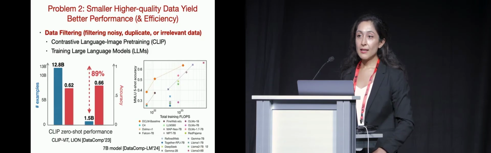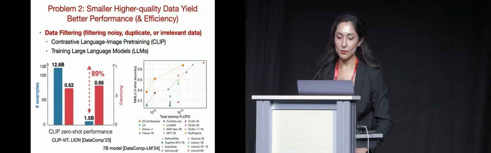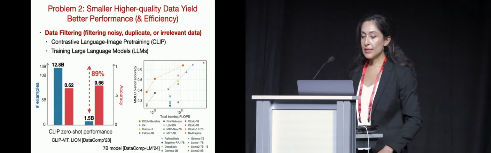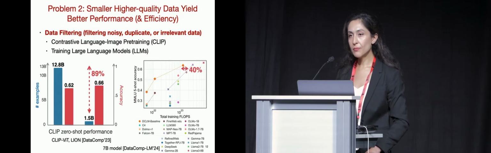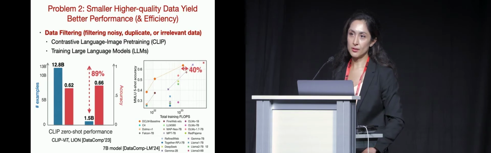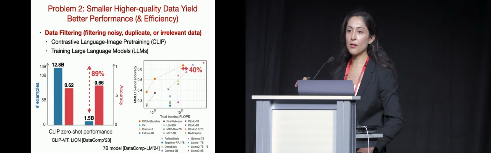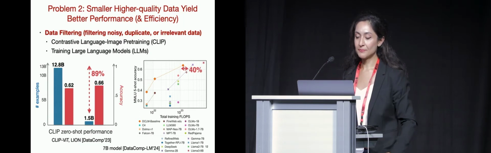Now let's look at training language models. These are recent DataComp language model results. You see that again, if we improve the quality of the data, we can go with 40% less data for training, and we can improve the performance by almost 6.6%. This is log scale on the x-axis, so this small arrow translates to a lot.